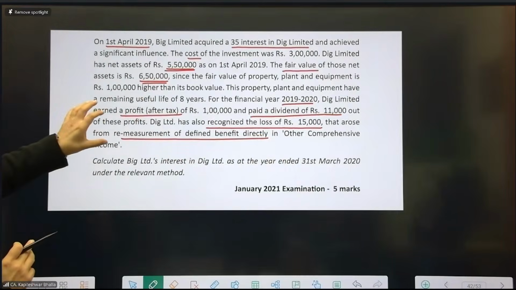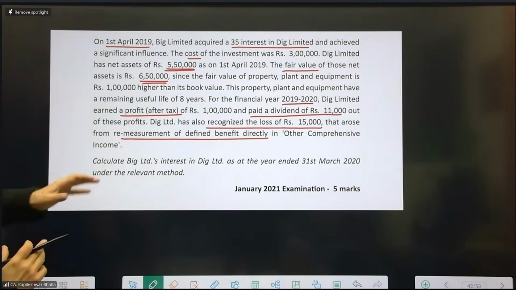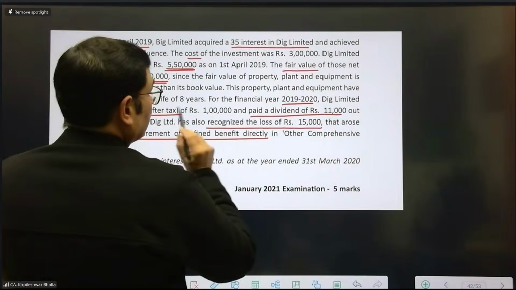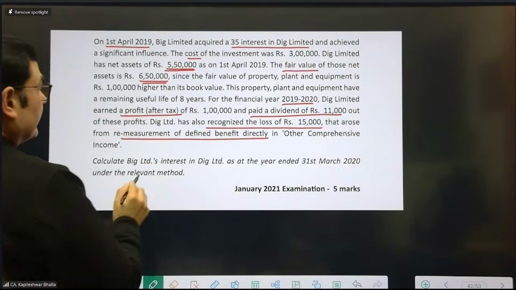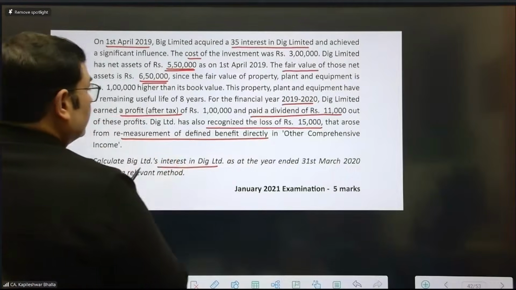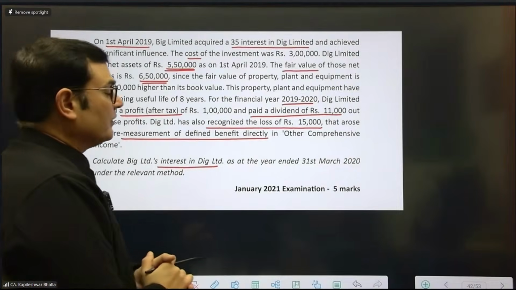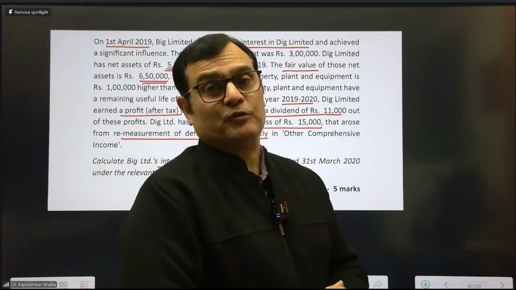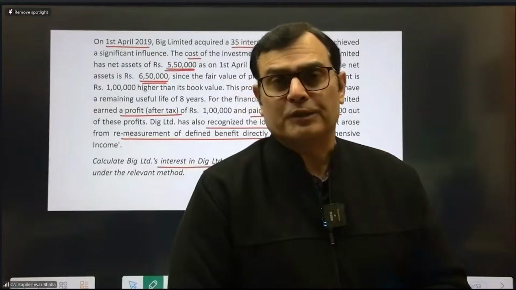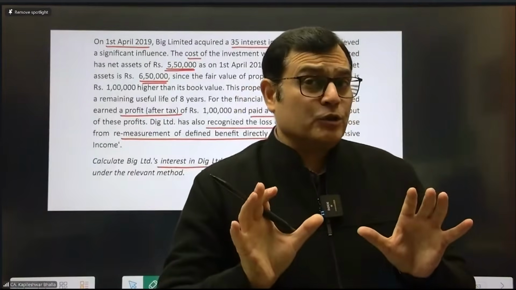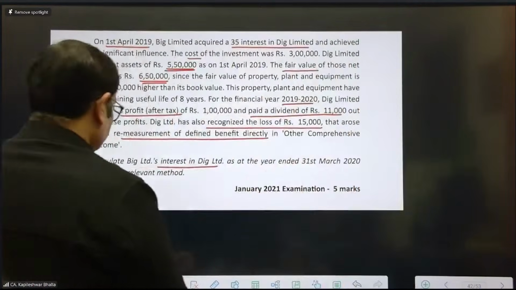So some profits are earned in the P&L and some are earned in the OCI. Rather, I would say the loss is in the OCI. Calculate the BIG Limited interest in DIG at the end of 31st March 2020 under the relevant method. Relevant method, of course, means the equity method of consolidation. So we're going to apply the 2 steps again. Let's begin the journey.